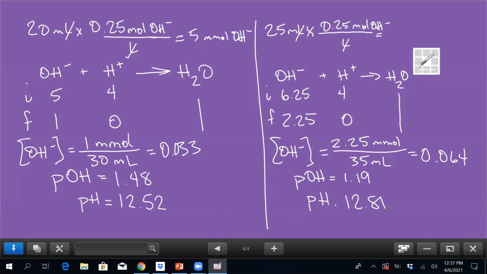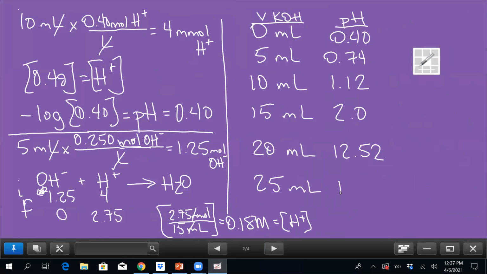Okay. All right, so I'm going to go back. 12.81. And now I'm going to graph. Okay. When I graph, I have milliliters of titrant on my x-axis, and I have pH on my y-axis. And you notice that my pH starts very low because I only have what initially? HNO3. So it starts real low.